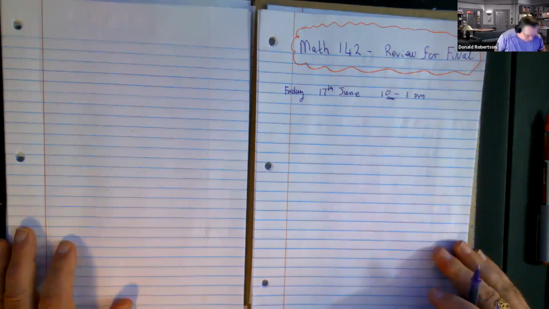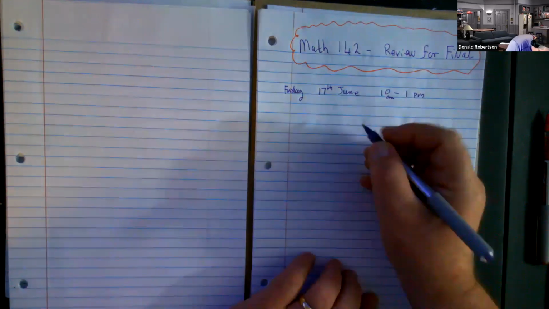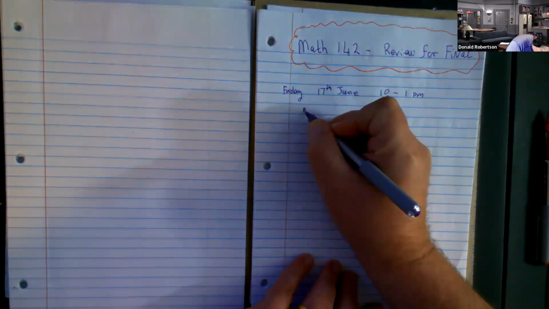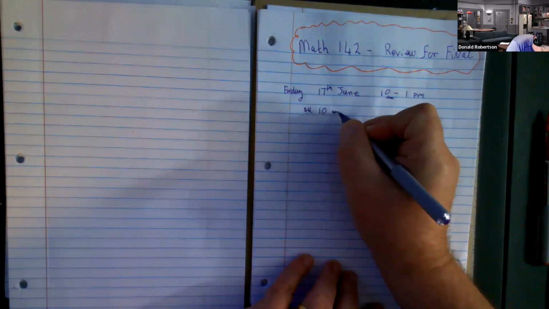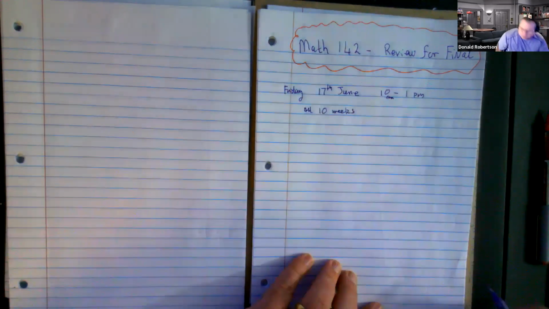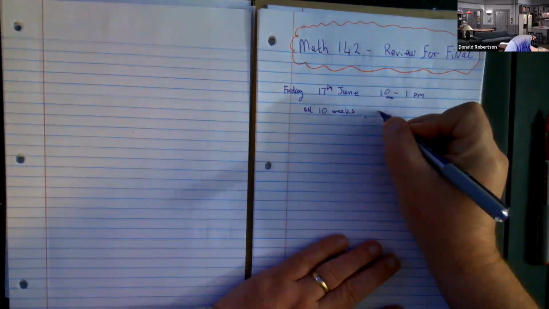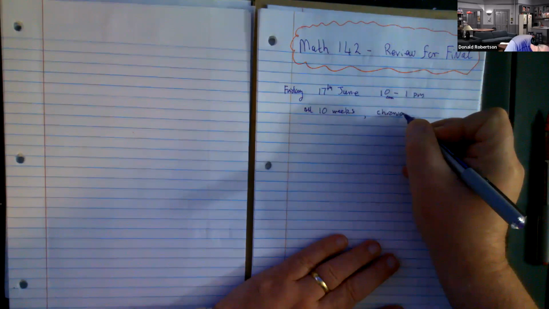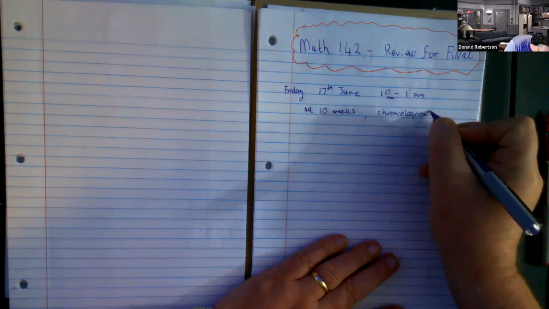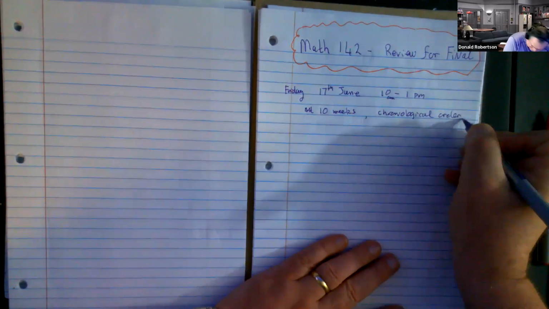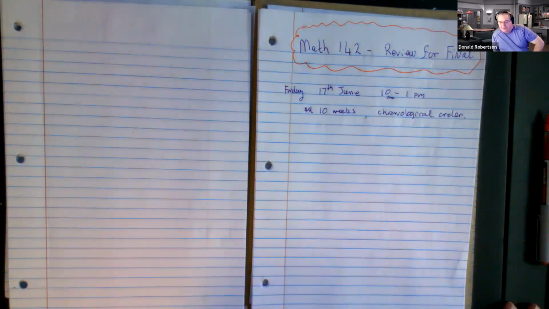So let's give you a little gist of what the final's big picture is, right? It's going to be on all 10 weeks. So you could get stuff from week 1. Last thing you'll get is week 10. It'll be in chronological order. That just means your first question is from week 1 and your last question will probably be on the dot product or vectors, right? Because that's the last thing we did.